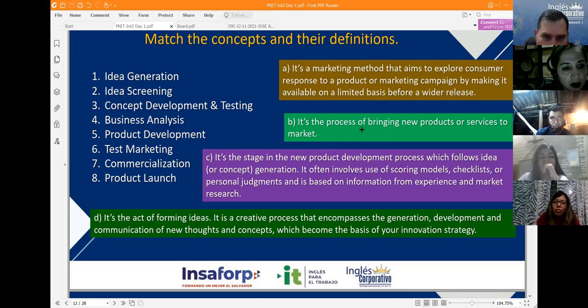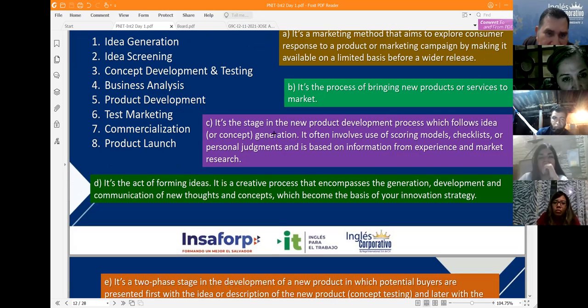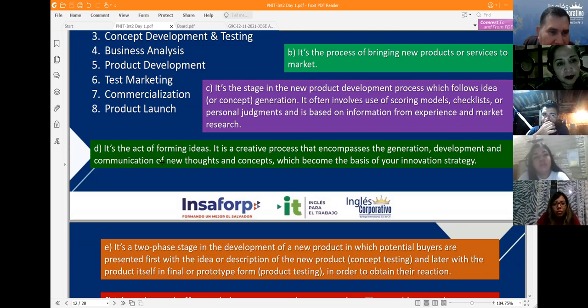And B, it's a process of bringing new products or services to market. C, it's the stage in the new product development process which follows idea or concept generation. It often involves use of scoring models, checklists, or personal judgments, and is based on information from experience and market research. D, it's the act of forming ideas. It is a creative process that encompasses the generation, development, and communication of new thoughts and concepts, which become the basis of your innovation strategy.